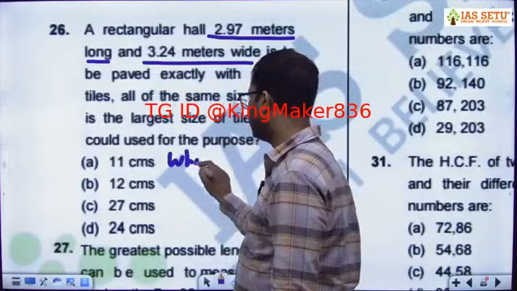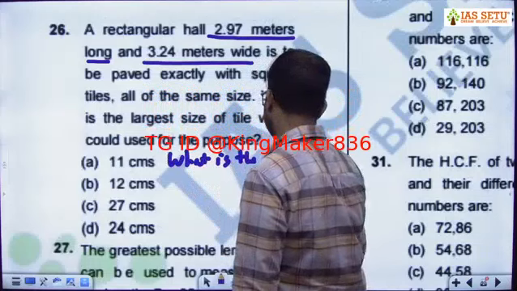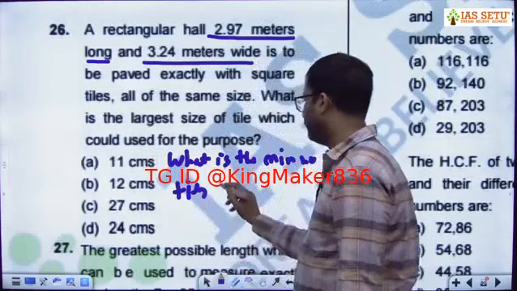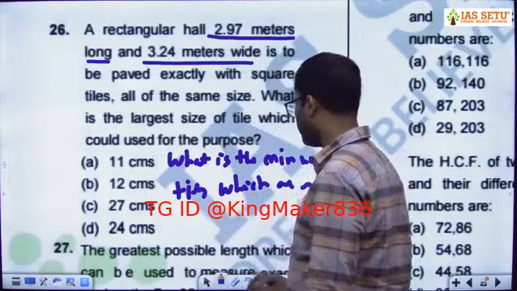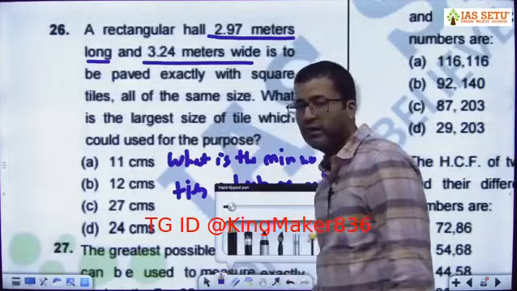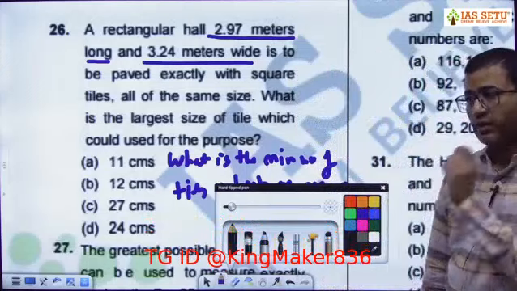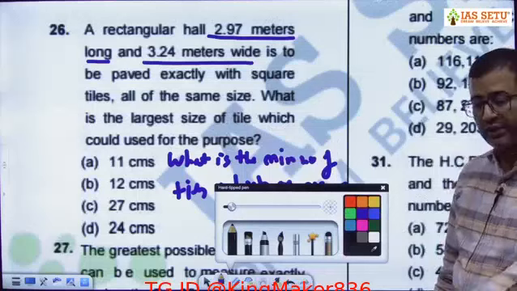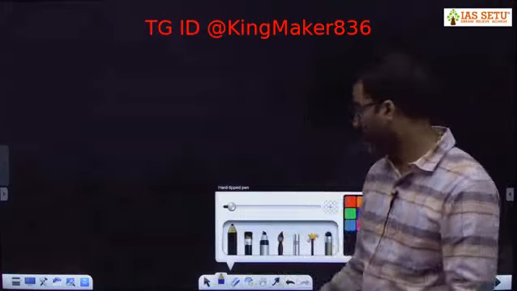What is the minimum number of tiles which are required for the purpose? Number of tiles we have to find. This question I will solve, which is given in booklet and which I have dictated, उसमें भी निकालेंगे. So point here is size of the tile and number of tile.